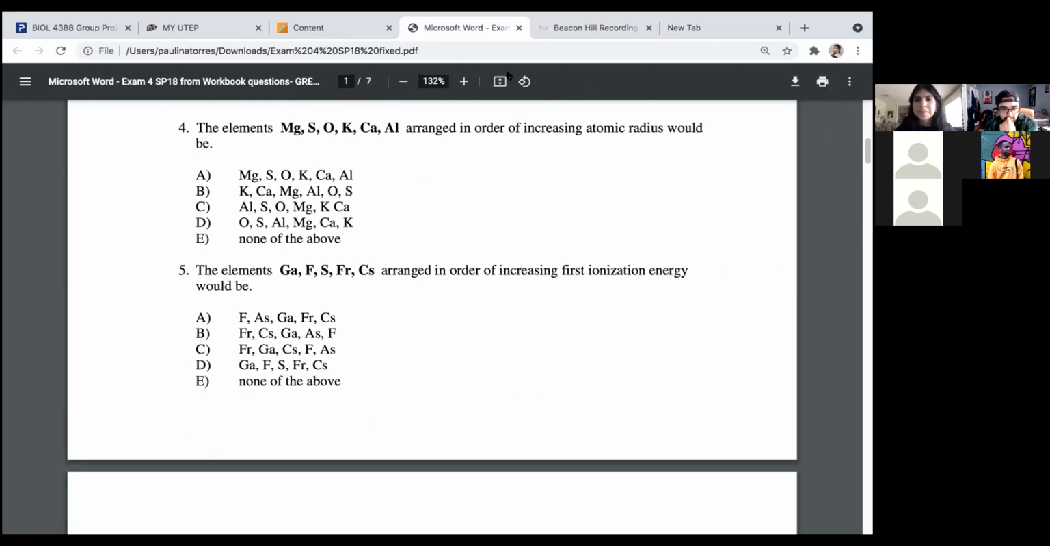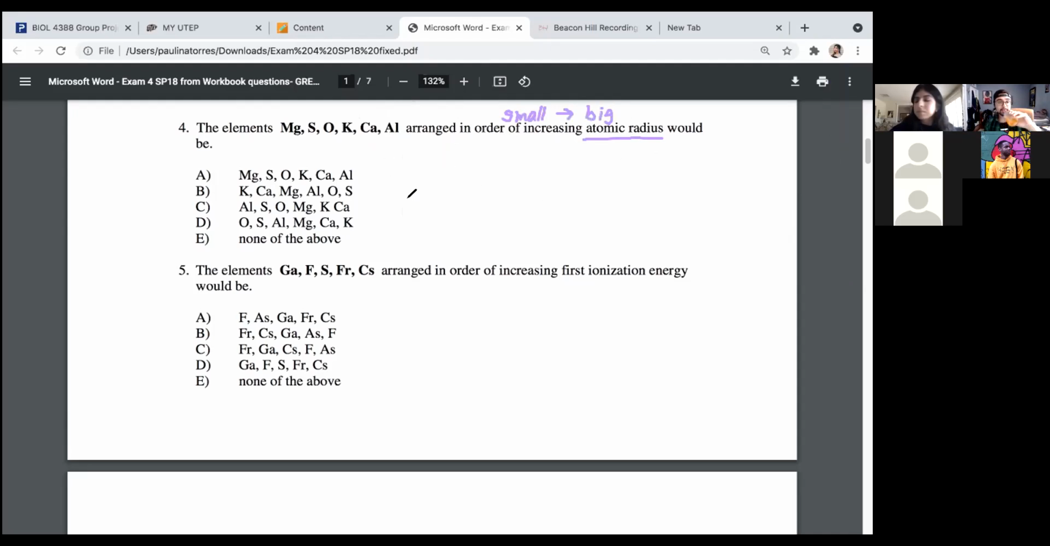All right, so the next one says, magnesium, sulfur, oxygen, potassium, calcium, and aluminum are arranged in order of increasing atomic radius would be. Okay. So same thing here. Let's look at their orientation based on the periodic table. We're looking at atomic radius again, but this time we want increasing. So this time we're going to go from small to big.